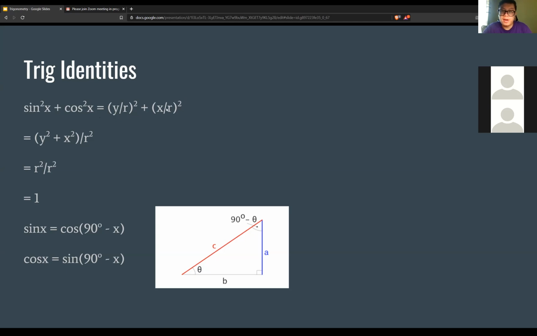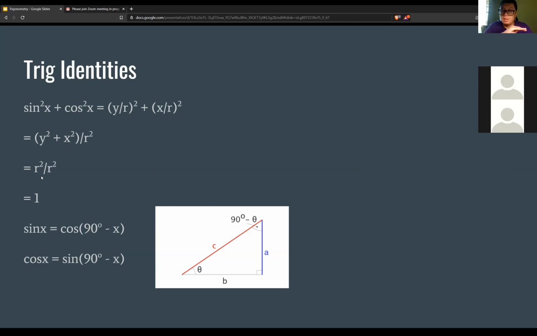And now we can simplify this to this expression right here. Because the denominators stay the same, the denominators are r squared, we can just directly add the numerators. So we can just add y squared plus x squared and divide that by r squared. If you notice here, we can substitute y squared plus x squared with r squared because we're using the Pythagorean theorem.